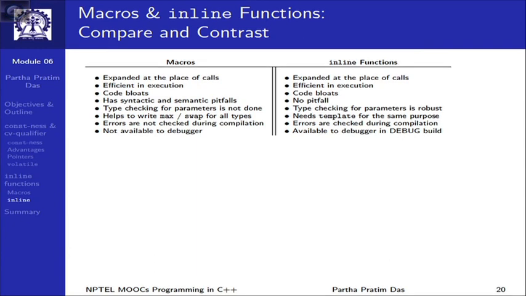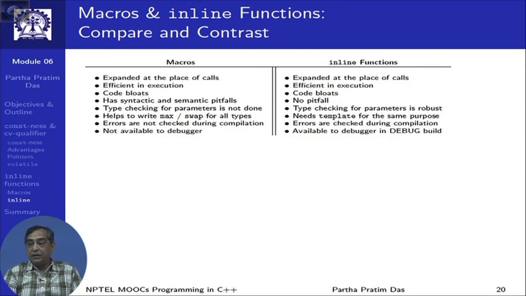Certainly, macros do not check types for parameters, whereas inline functions do that. So, their parameters are robust. So, it is possible that a macro which is intentionally written for, say, an integer type of value may inadvertently be called or invoked with some double variable. The compiler would not be able to understand, whereas in an inline function that is not possible, because it is just the function that we have.